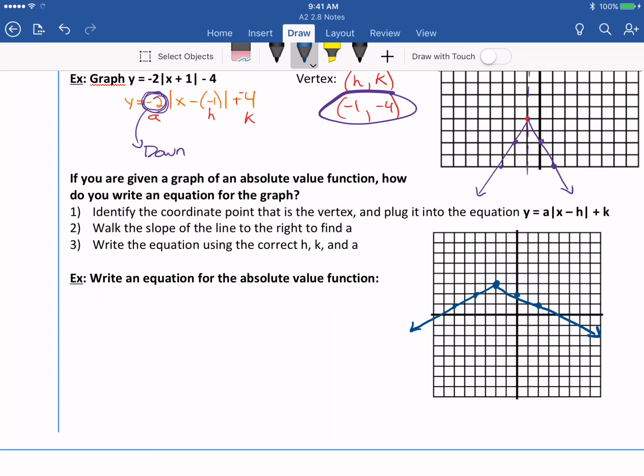So if you're given a graph of an absolute value function, how do I write an equation for that graph? First, you have to identify the coordinate point of that vertex, okay? And you're going to plug that into the equation, y equals a, absolute value of x minus h, plus k. Then you're going to walk the slope of that line to find your a, okay? Then you're going to finally write that equation using that h, k, and a.